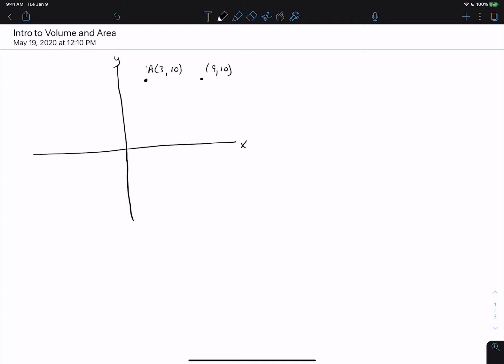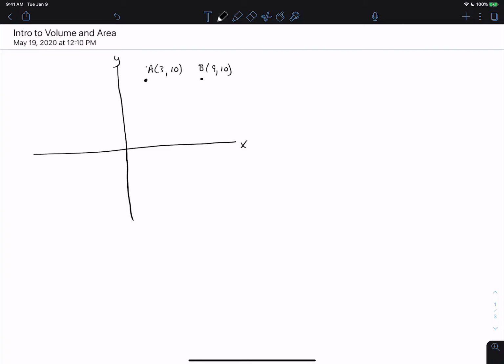This is an intro video on area and volume. The first thing I want to look at is the distance between these 2 points. So if point A is (3, 10) and let's say point B is (9, 10), I want you to think for a second about how far apart those points are. And so it should be pretty clear that the distance there is 6 because the distance is exactly horizontal.